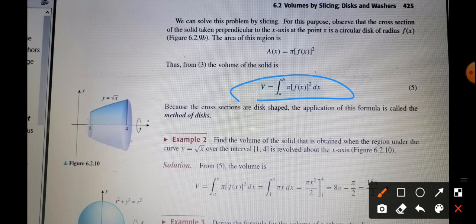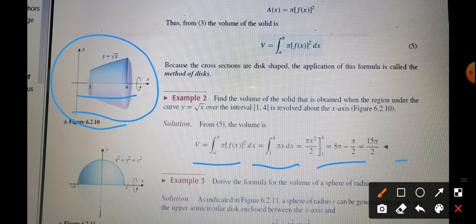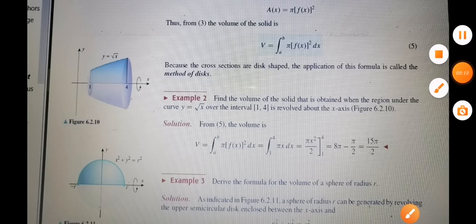Here is the example. Here we have a solid figure, and the radius is given to be y is equal to square root of x, and what will be the volume? Integral from a to b of pi f of x whole square, and we can see that the limits of the x-axis are from 1 to 4. So integral from 1 to 4 of pi x dx, and here is the answer for the volume.